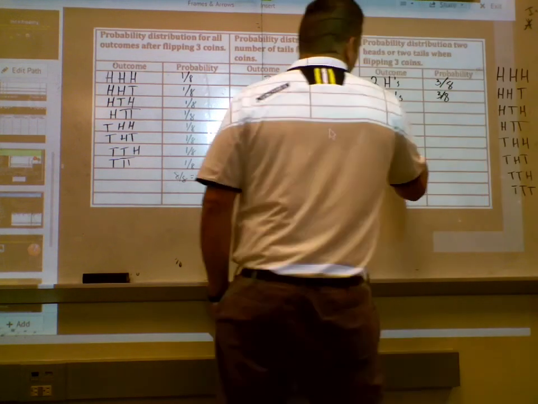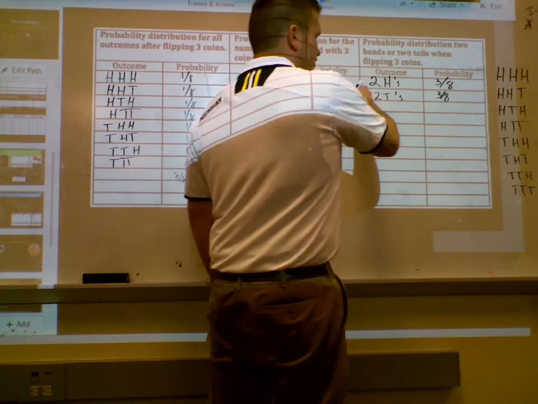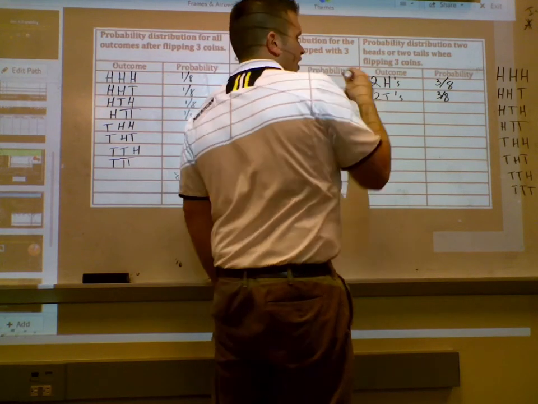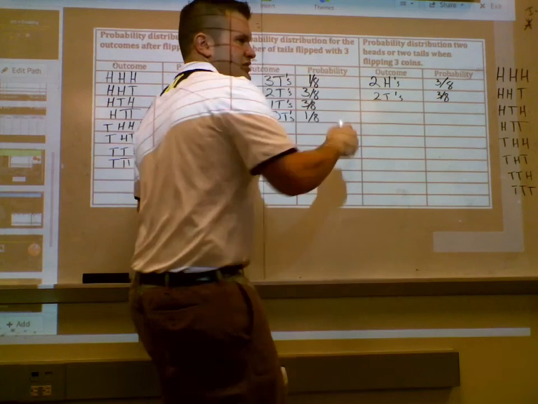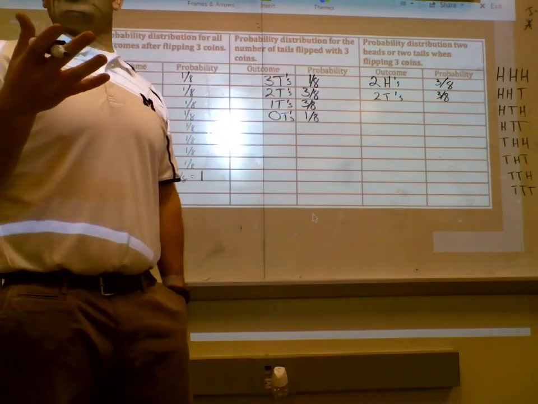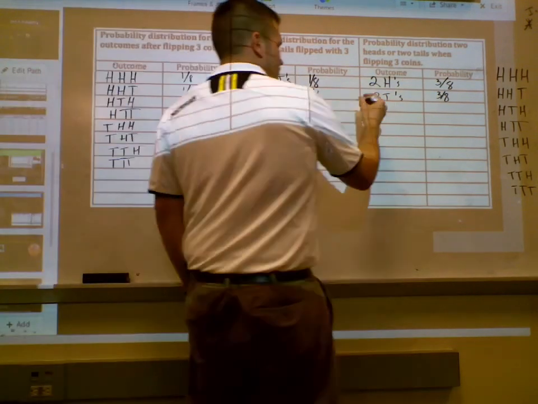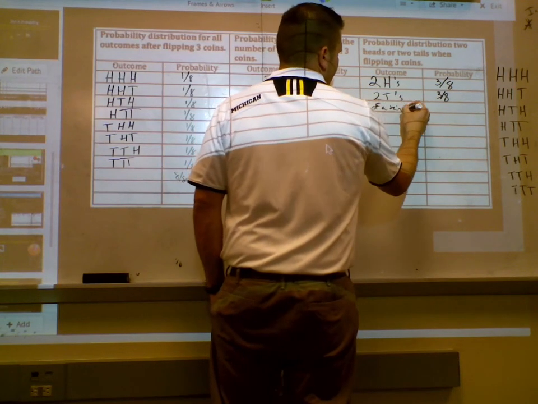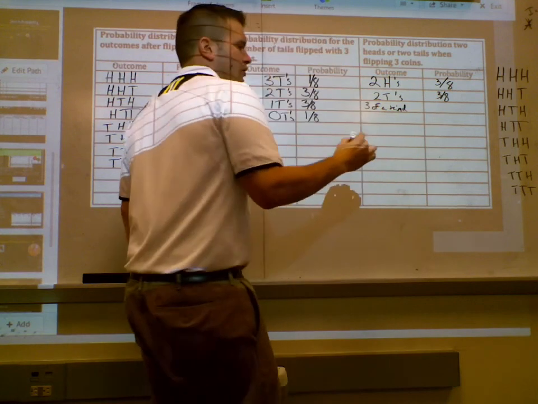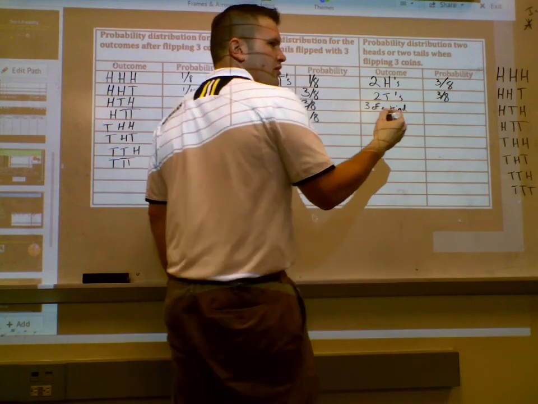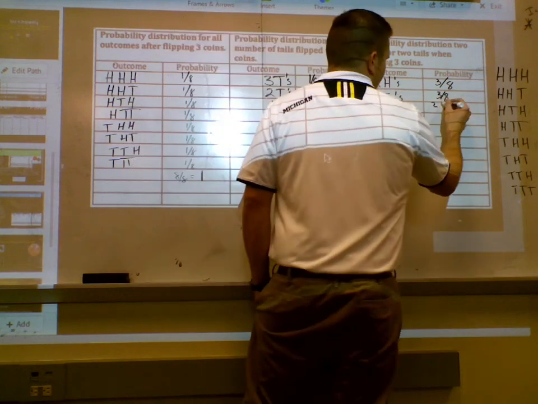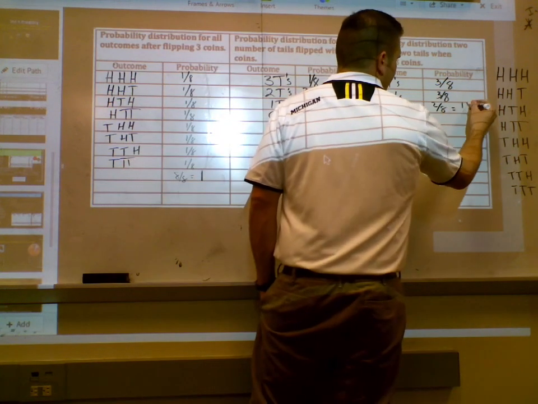Well, if I have 1 tail, isn't that the same as 2 heads? If I have 1 head, isn't it the same as 2 tails? Yeah. So what's my only outcome I'm missing? 3 of a kind. Okay. 3 of a kind. What do you guys think it's going to be? 2 out of 8. Okay, so we reduce it to 1/4.